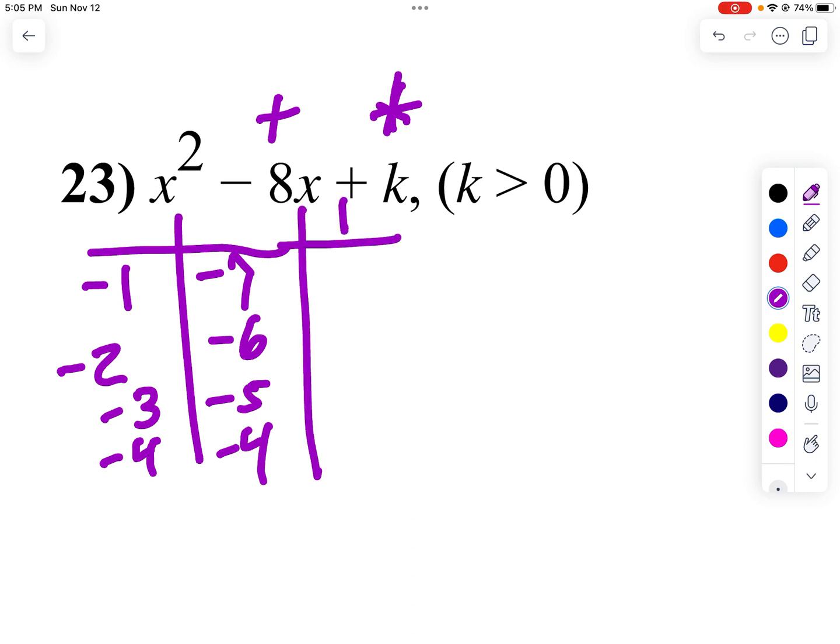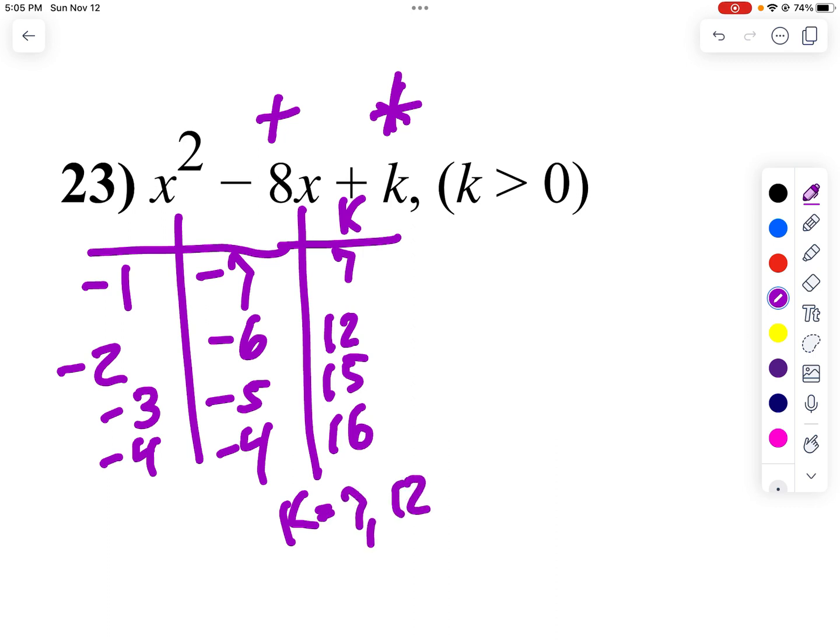So my value of k is going to be 7, 12, 15, or 16. So I'm going to say k could be 7, 12, 15, or 16. So we have a lot going on there, don't we?